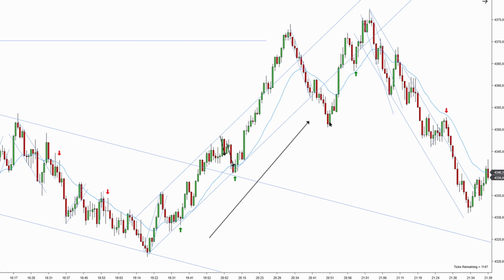Price created a second leg to a new extreme and a strong bullish move up. This strong push above EMA confirmed that this bigger trend line is valid.